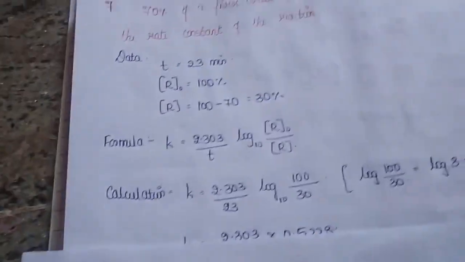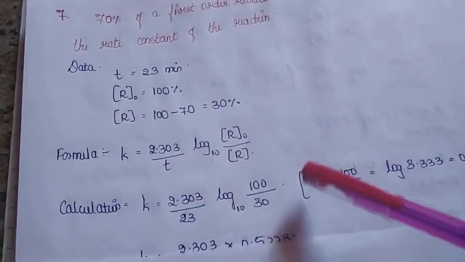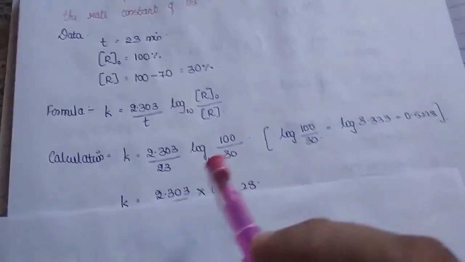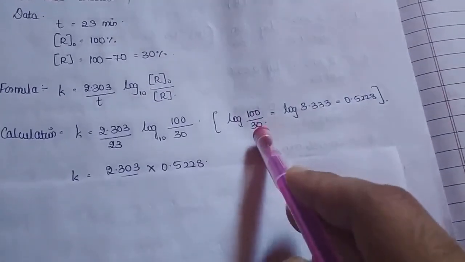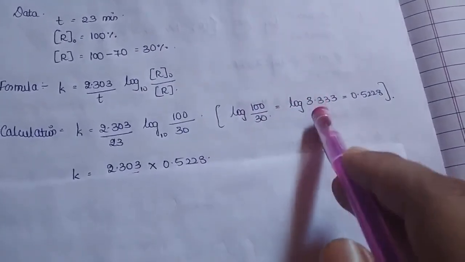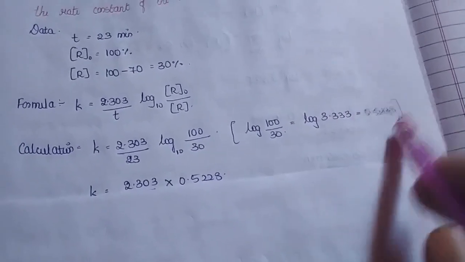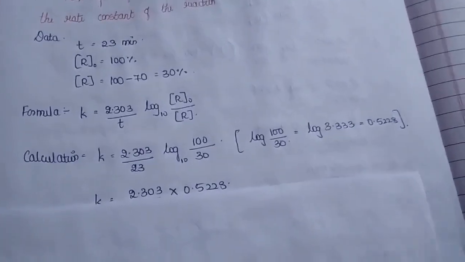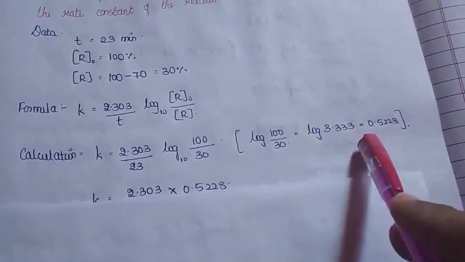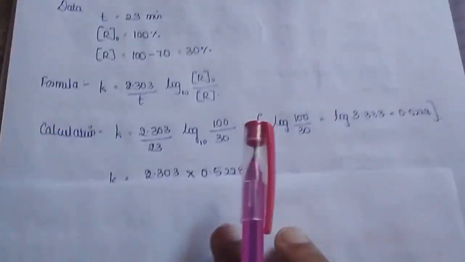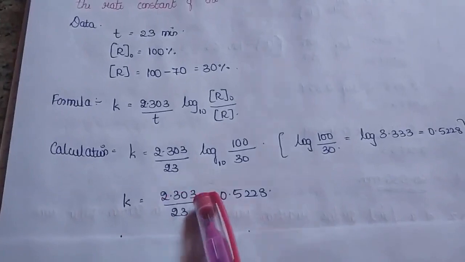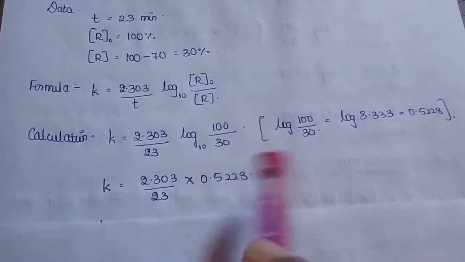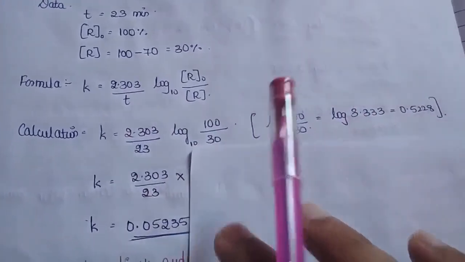Okay, so this you have to substitute. 23, of course, percentage gets cancelled, so I directly write 100 by 30. When you take the log of the 100 by 30 ratio, you get 3.333. Log of 3.33 is 0.5228. Remember, I have said many times, how to calculate log and antilog is very much important. So on substituting, 2.303 by 23 into 0.5228.